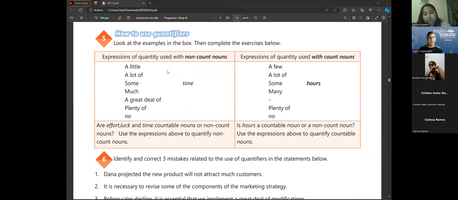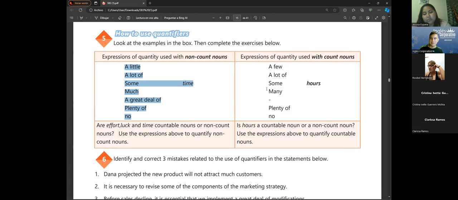Okay, a little, remember, these expressions are used for non-countable. Okay, a little time, a lot of time, some time, much time, a great deal of time, plenty of time, and no time. And also we have expressions of quantity used with count nouns, contables. For example, a few hours, a lot of hours, some hours, many hours, plenty of hours, and no hours.